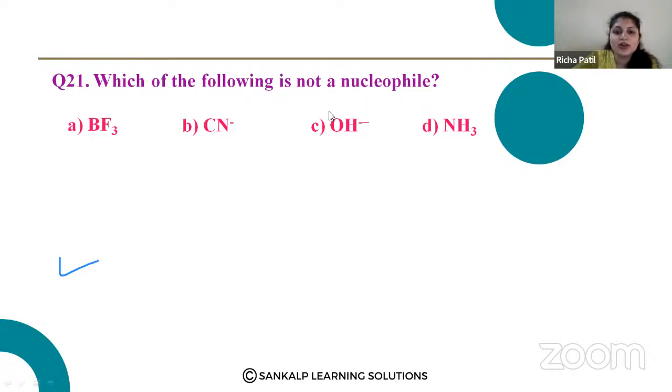Which of the following is not a nucleophile? So which of the following is not a nucleophile? Yes. A, ma'am. A, correct. A is the correct answer.